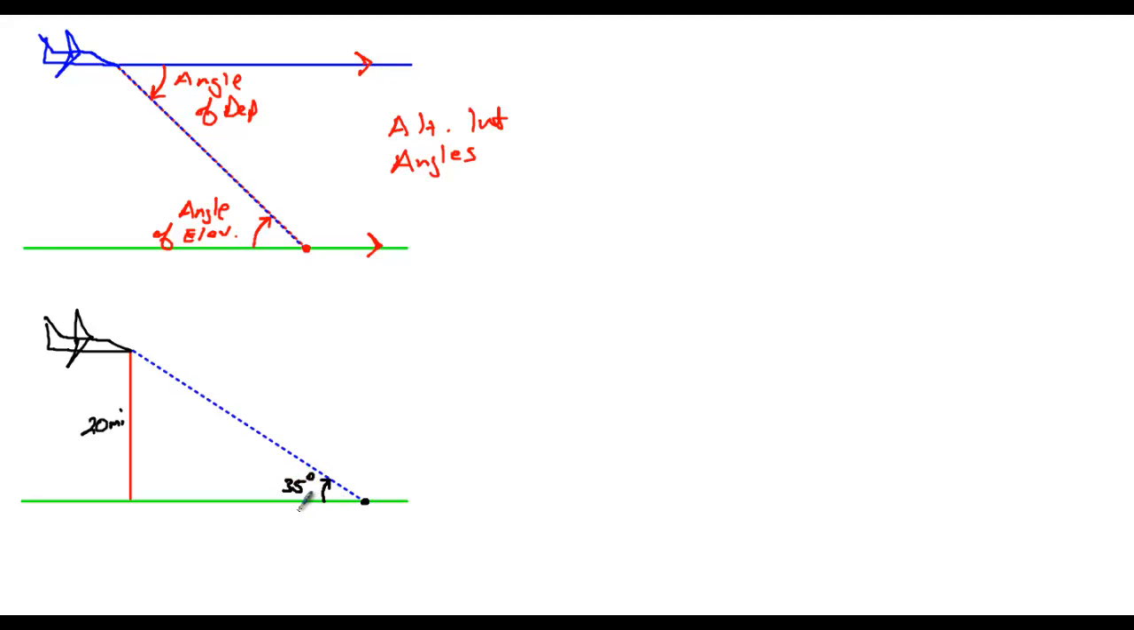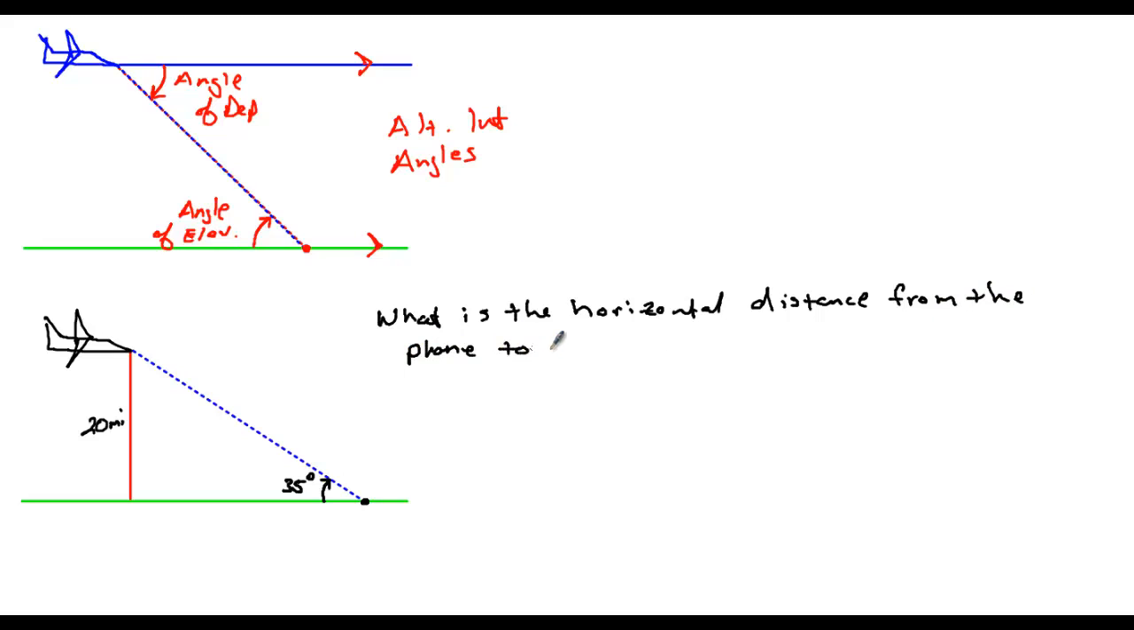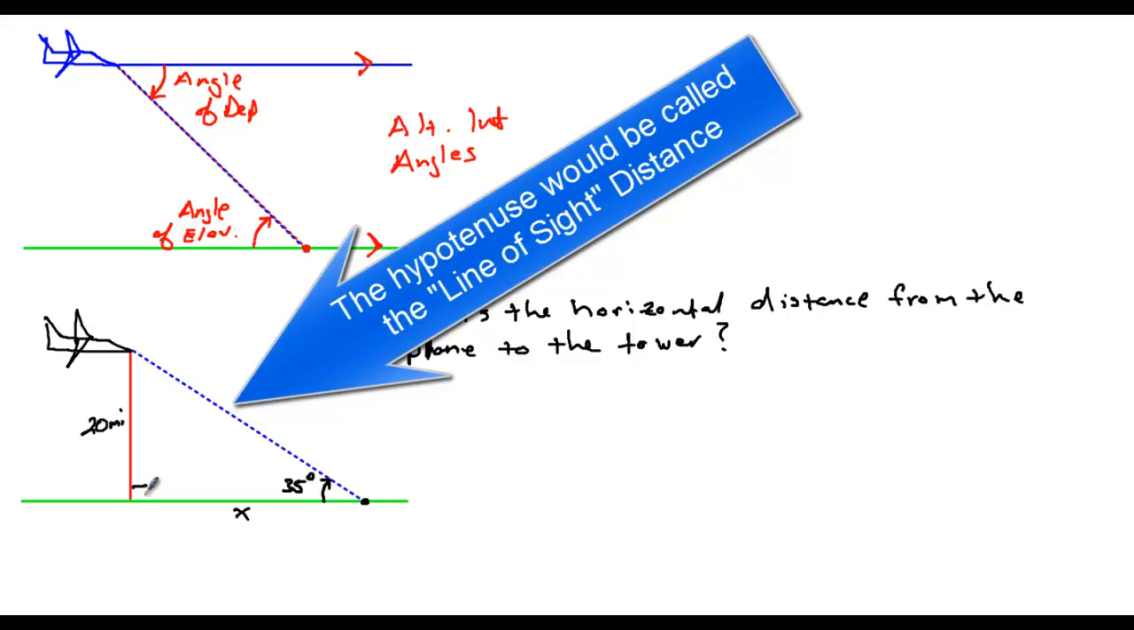is 35 degrees. Now we want to know what is the horizontal distance from the plane to the tower. Okay, so that means how long is this? How long is x in this right triangle?